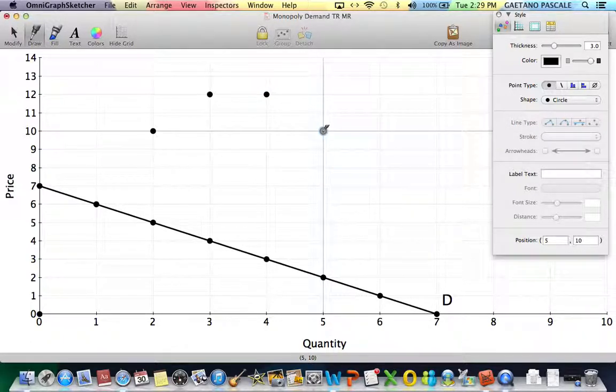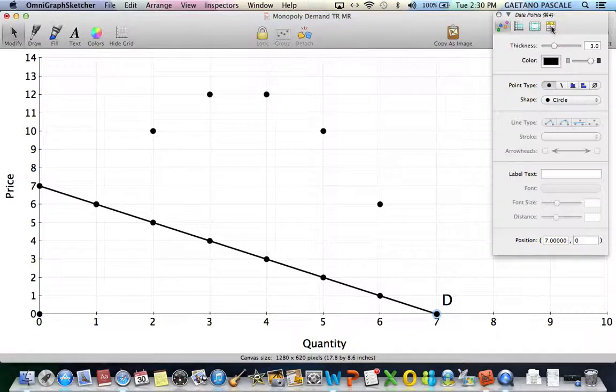So at the quantity of 5, total revenue is equal to 10. And when the price is equal to 1, quantity is equal to 6. So 6 times 1 is equal to 6. So at the quantity of 6, total revenue is equal to 6. And when the price falls to 0, quantity demanded is equal to 7. So 0 times 7 gives us a total revenue of 0. So that's all the points for total revenue.